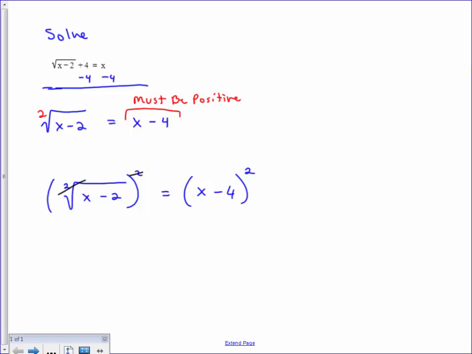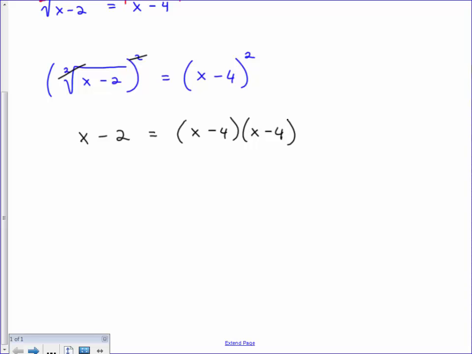On the left, the root and the square cancel, leaving me with just x minus 2. On the right, squaring the x minus 4 means write the x minus 4 multiplied twice. So x minus 4 times x minus 4. On the left, I really can't do anything there, but on the right, I can FOIL that out. So x squared minus 4x minus 4x plus 16. I'll leave the left side alone, and then on the right side, I will combine like terms.